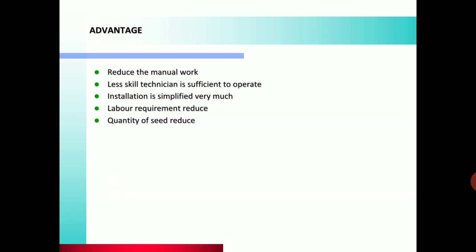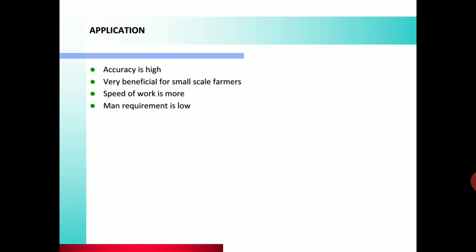Then what are the advantages of this system? This system reduces manual work and also decreases time, meaning in less time we will get more productivity by using this system. Then installation is very simple, labor requirement is reduced, and the quantity of seeds is also reduced. Then the application: this system is useful for smaller scale farmers and is also used for agriculture.